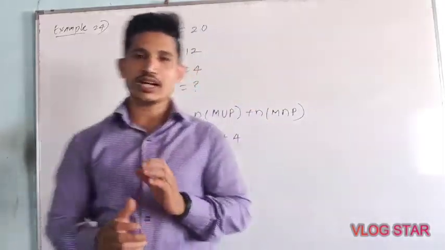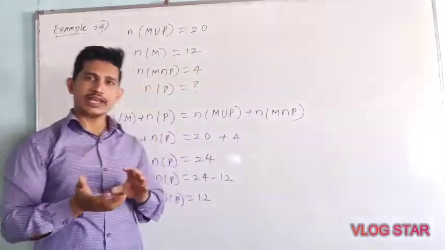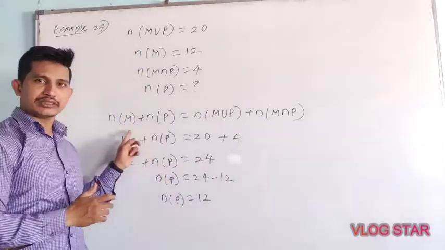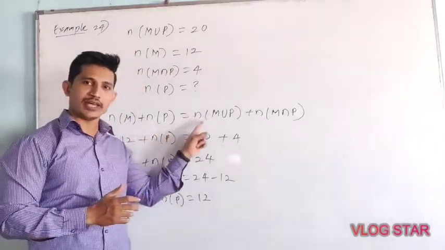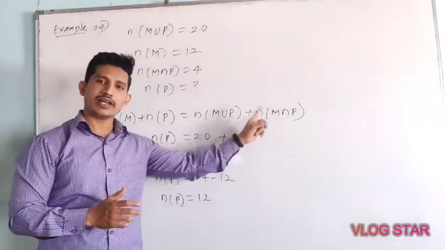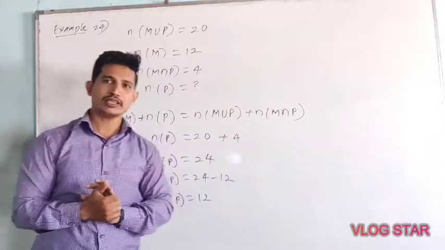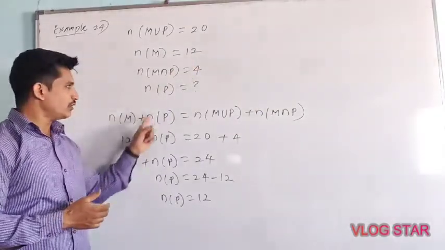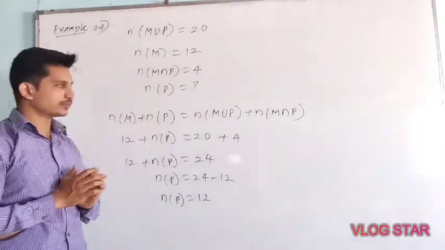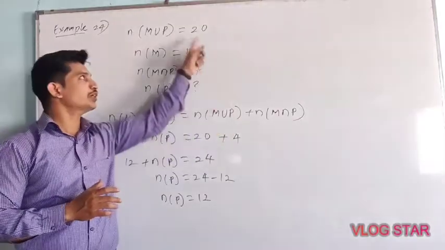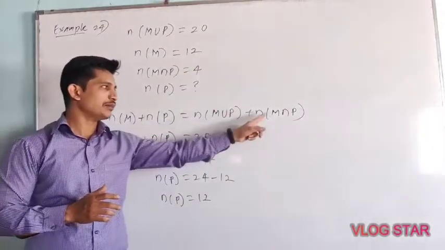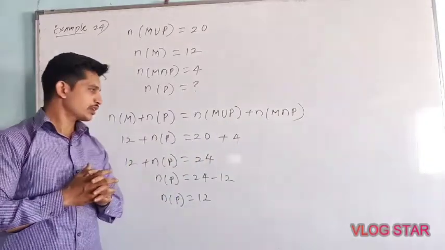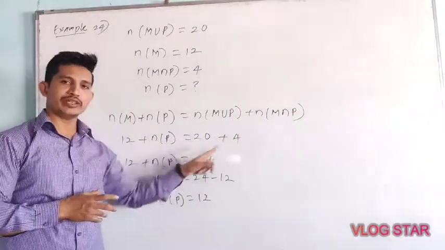Now let's see the answer. Same formula, instead of A and B, we are using M and P. Correct? So n of M plus n of P is equal to n of M union P plus n of M intersection P. Now see here, n of M is already given, it is 12. n of P we keep as it is. n of M union P is 20. n of M intersection P is 4. How many are common? 4.